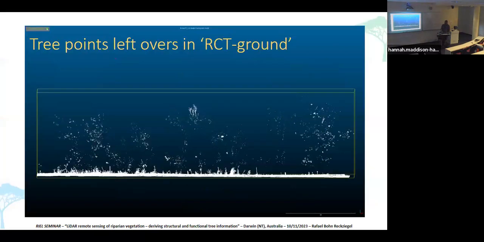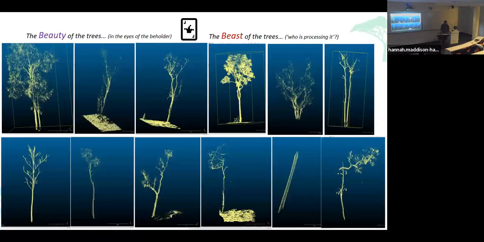So they still miss some things every now and then. These are the leftovers from the segmentation. But you see many types of tree structures. And there are errors. For example, this one got a branch from a neighboring tree.